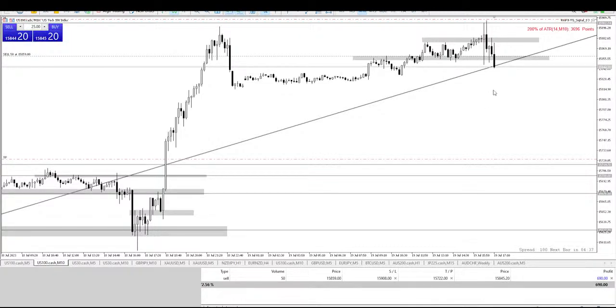Yeah, I'm short on NAS right now. This is the signal I posted on the group there. So I was saying with NAS, you could take several losses and have 1 or 2 wins that just recover those losses. So it's a powerful asset to trade.